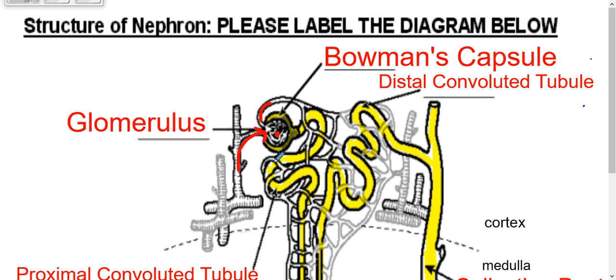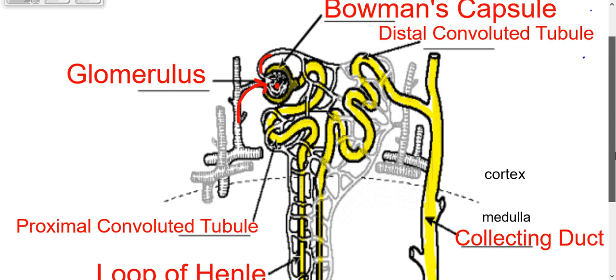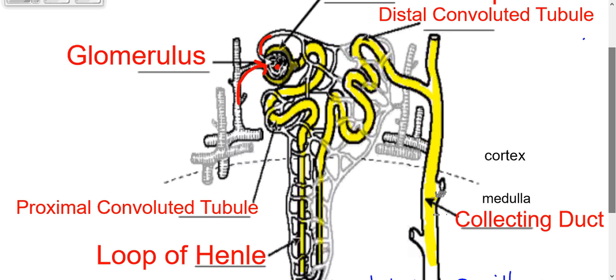So the first kind of area of the nephron past the Bowman's capsule is the proximal convoluted tubule. So this twisty tubule here, and certain things, and we'll talk about that tomorrow, are going to be reabsorbed back there. Then we have this, what we call the loop of Henle. It's going to come down, and its major function is to reabsorb water. Okay, so this loop here.